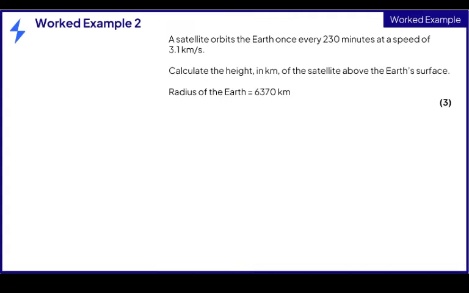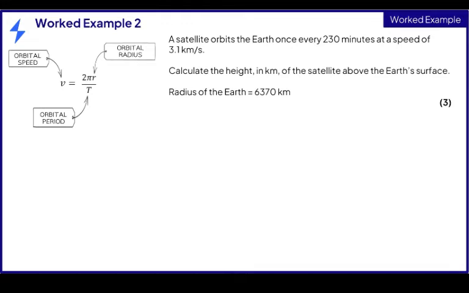Let's try a slightly harder example. A satellite orbits the Earth once every 230 minutes, at a speed of 3.1 kilometers per second. Calculate the height in kilometers of the satellite above the Earth's surface. First, write out the equation for orbital speed. Next, let's write down all the quantities we know.